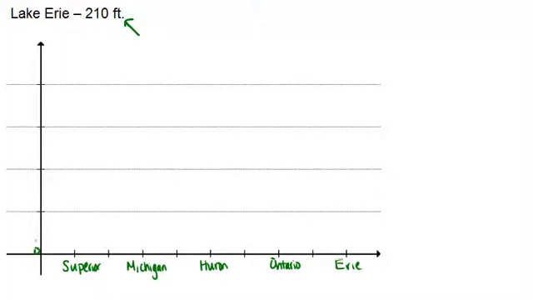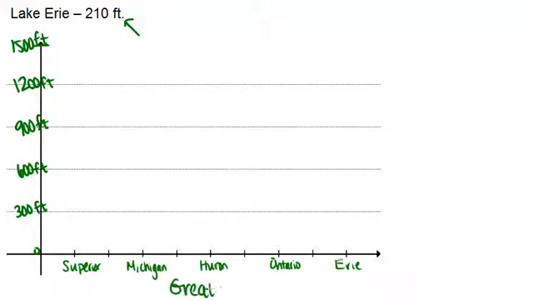So starting with 0, and then this will be 300 feet and 600 feet, 900 feet, 1200 feet, and up at the top is 1500 feet. And the last thing I'm going to do before making my actual bars is label the axes with the Great Lakes and depth. And now I can actually make my bar graph.